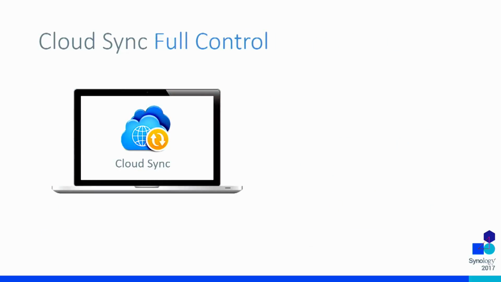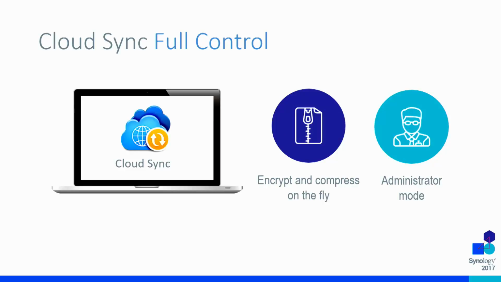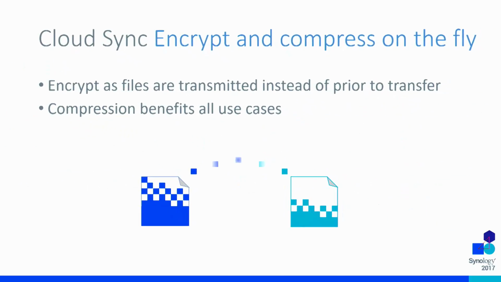Let's talk about how we are going to improve it. So we have encryption and compression on the fly and an administrator mode. Previously when we did encryption with Cloud Sync, it would copy the file over to a temporary folder and then encrypt that file and then upload the encrypted version up to the cloud service. Obviously that's not very efficient. You had 3 copies of the file, so that's a lot of reads and writes just to get that one file uploaded. Now we encrypt on the fly, so you're going to save some time getting that up to the cloud.